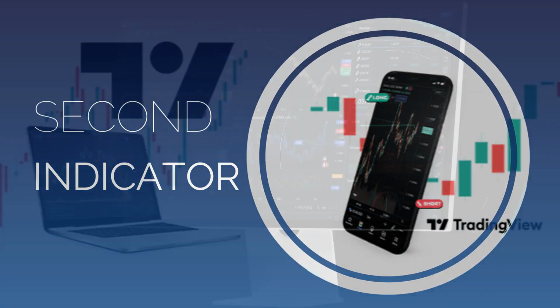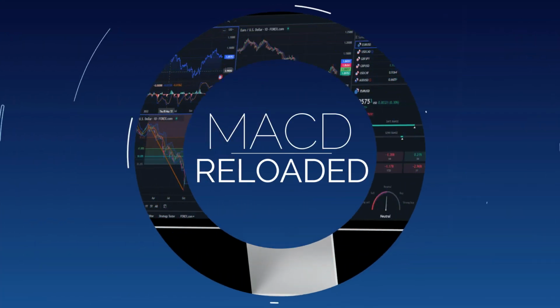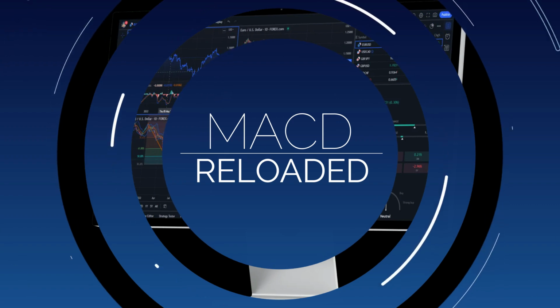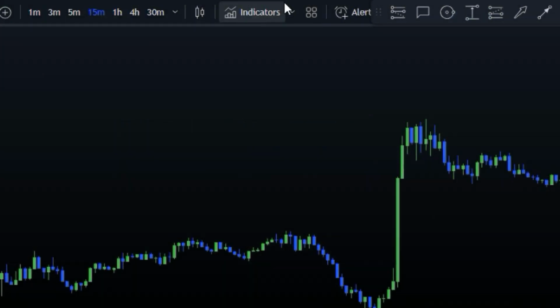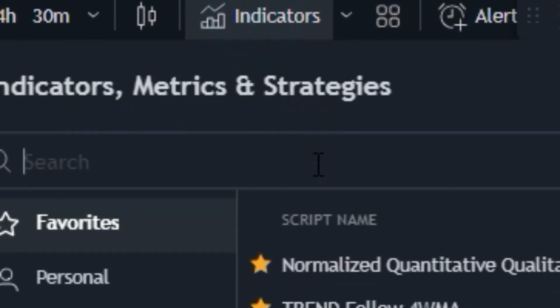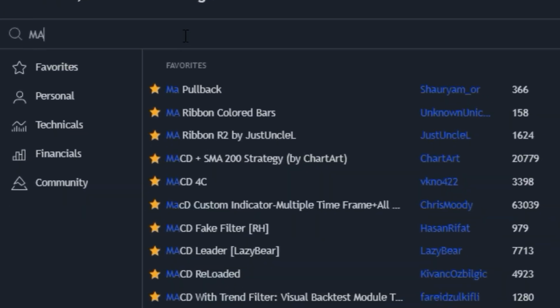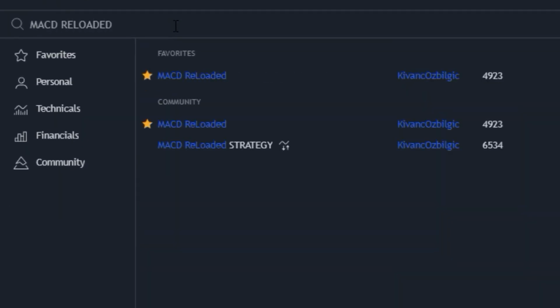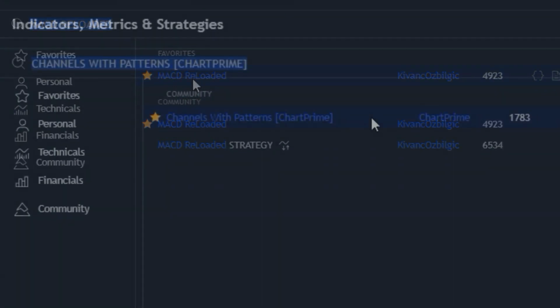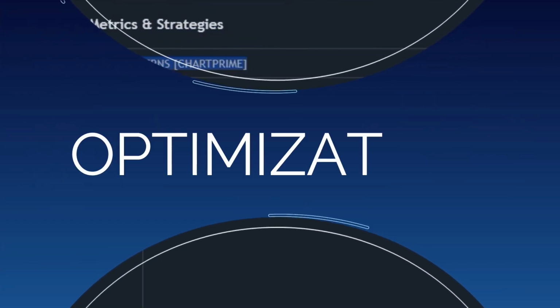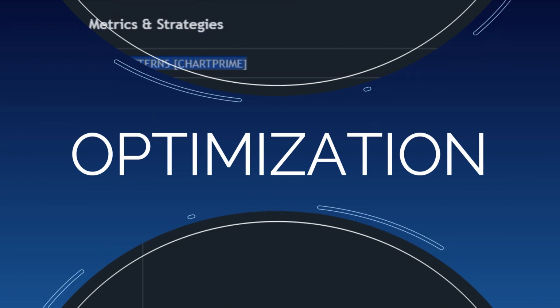Now let's head back to TradingView's indicator section and search for the MACD Reloaded indicator. Once you've added it, we'll tweak some settings to turn it into a confirmation indicator. Just follow my lead.